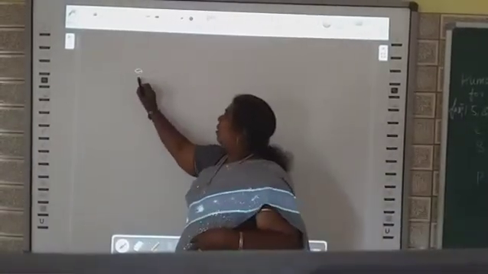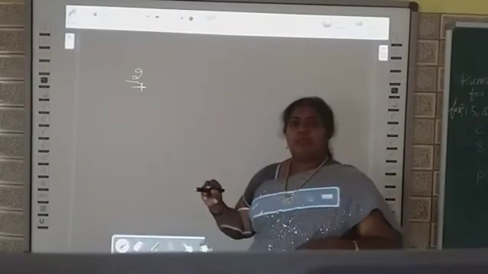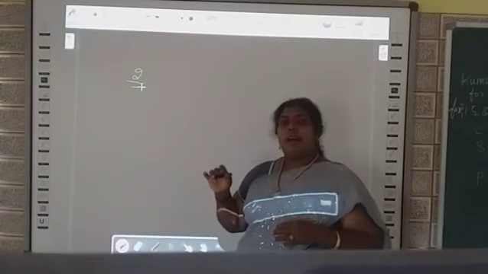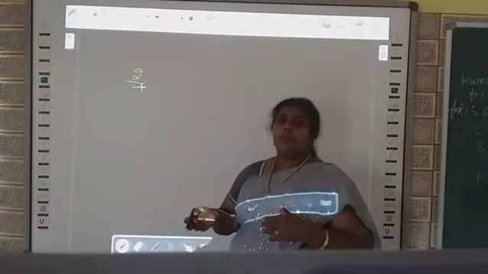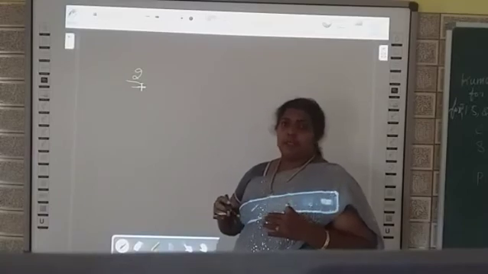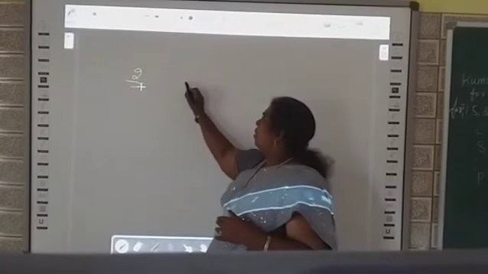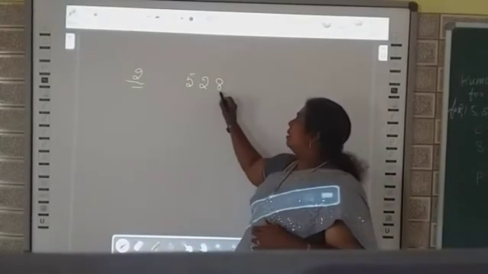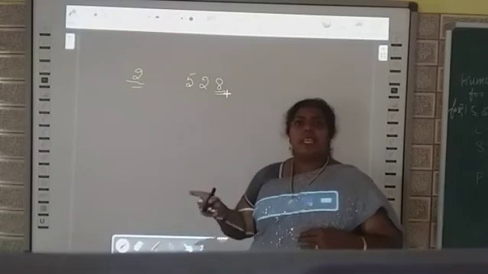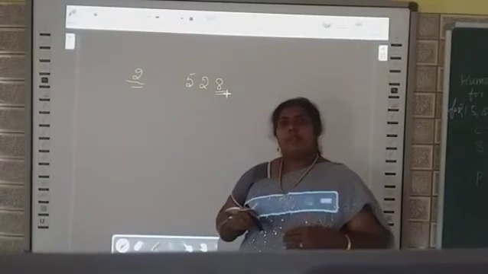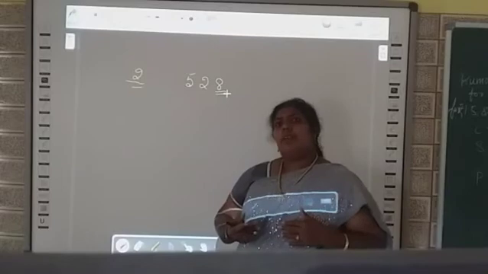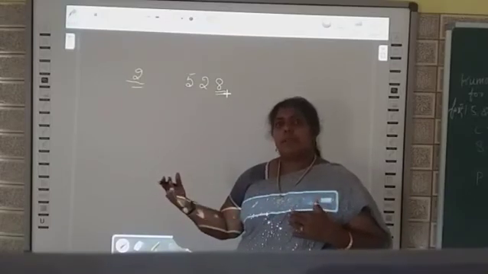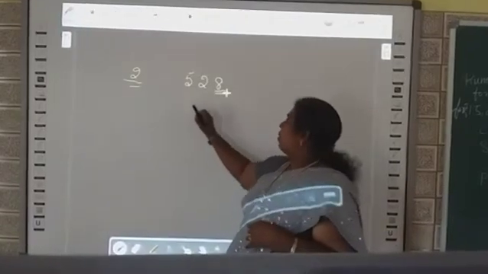See the first one, divisible by 2. What is the rule? The last digit is an even number or 0. If the last digit is 0 or an even number, we can divide the number by 2. For example, 528. See, the last digit is 8, and 8 is an even number. What are the even numbers? 0, 2, 4, 6, 8. These are even numbers, right?